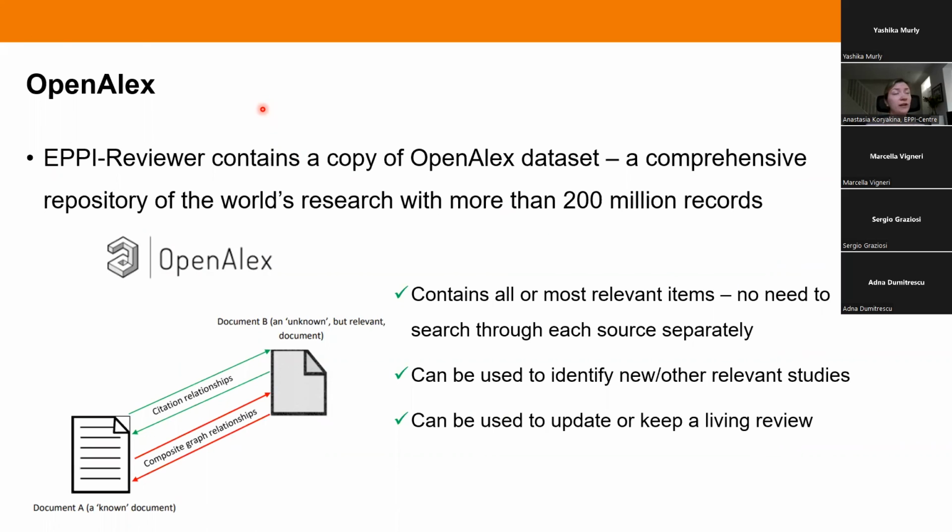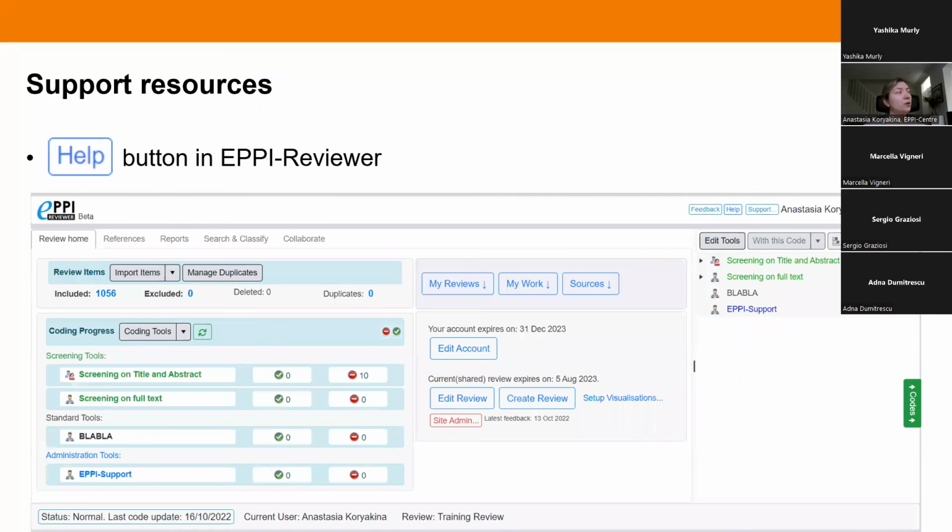And using OpenAlex in EPPI Reviewer, you can match the items that you included to your review as relevant studies to the items that are present in OpenAlex. And using some machine learning technology, it will give you other possible includes to your review, or if you are updating your review, it will give you all items that have been published and could be relevant for your review since your last search.